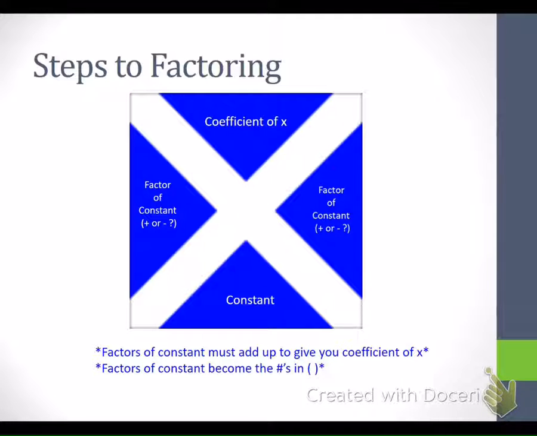So looking at this screen, it says that the coefficient of X is going to be in the top part of the problem. All right. So for example, if I give you x squared plus 5x plus 6, okay, so let's take the trinomial from the first screen, and let's look at it. All right, what is the coefficient of x? 5. So the 5 is what we would put up here in the top of our x.